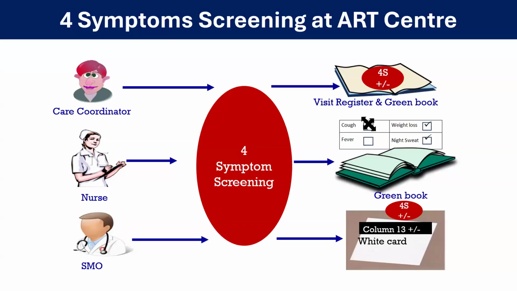Then the SMO will evaluate the patient, whether the symptoms are there or not, and then enter it in the column of the white card. And apart from this, we'll look into the flow of how the patients will be referred, based on the operational guidelines that are there in the ART center. So in column 13, the medical officer will be entering the details of the patient's 4 symptoms when he visits the ART center.